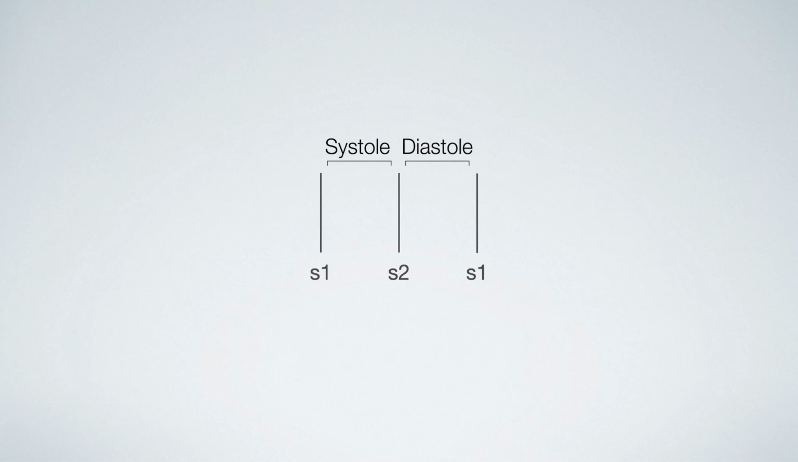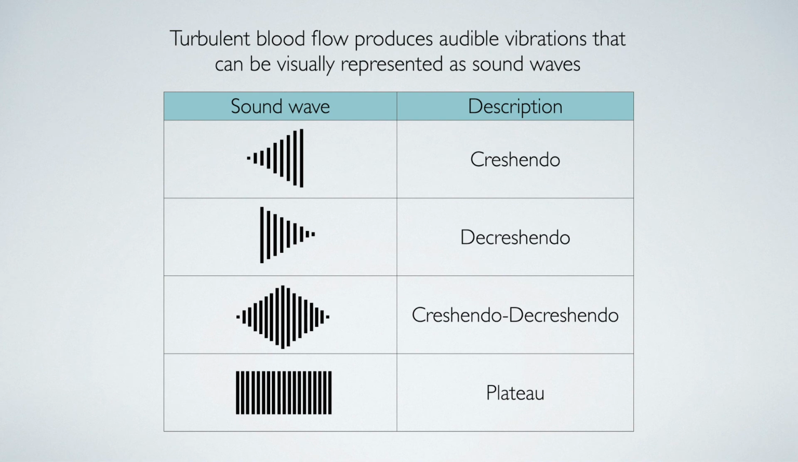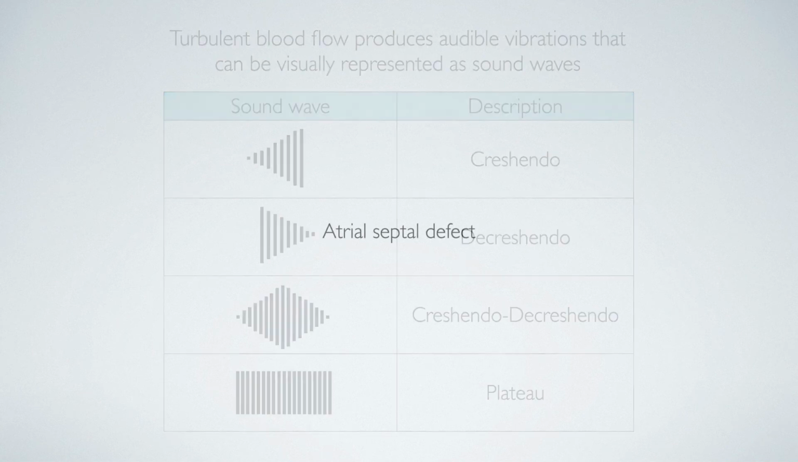By now you should be familiar with our diagram that depicts one movement through the cardiac cycle, and that normal heart sounds sound like the phrase lub-dub. You should also be familiar with the concept that turbulent blood flow produces audible vibrations, which can be visually represented with these sound wave patterns. If none of this sounds familiar, please go back and watch the previous video. I'll put a link at the top of the screen now.